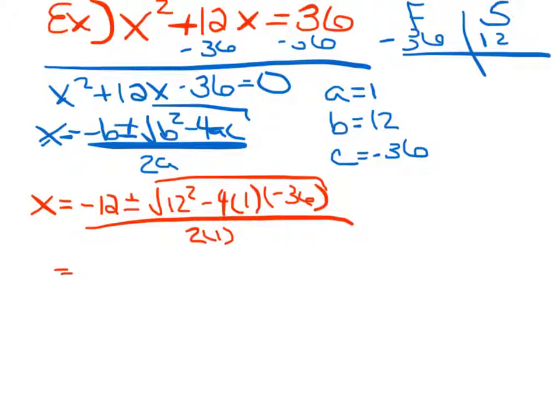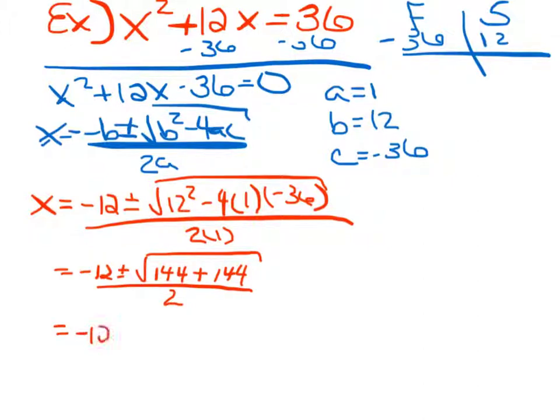Order of operations tells me to work inside of the radical first, so I get -12 plus or minus the square root of 144. Minus 4 times 1 is -4, times -36 is a positive 144. Again, be careful because it is a common mistake I see that -4 and -36, minus times minus, does have to come out positive. All over 2, which gives me -12 plus or minus the square root of 288 all over 2.